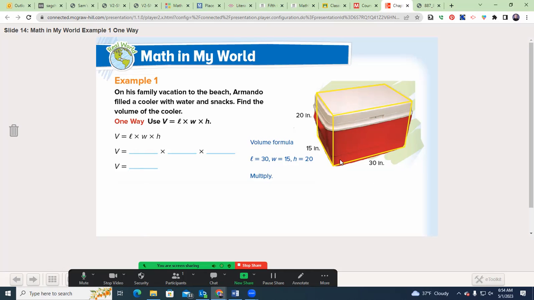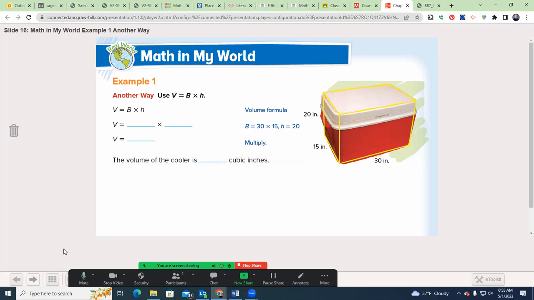We multiply those together. I would probably go 20 times 30 in my head first, because that's 600, times 15 makes 9,000 cubic inches. Calculators are fine there, but you could do a lot of this math mentally if you've been practicing that throughout the school year. So make sure you've written that in. If you need to pause the video, go ahead and do so. Welcome back. Let's see what we have here.